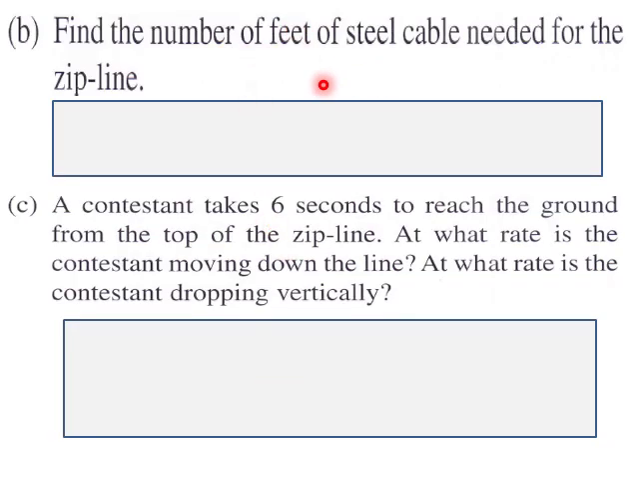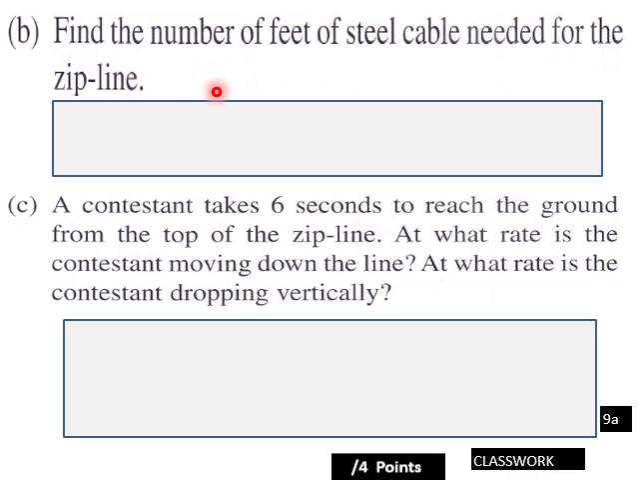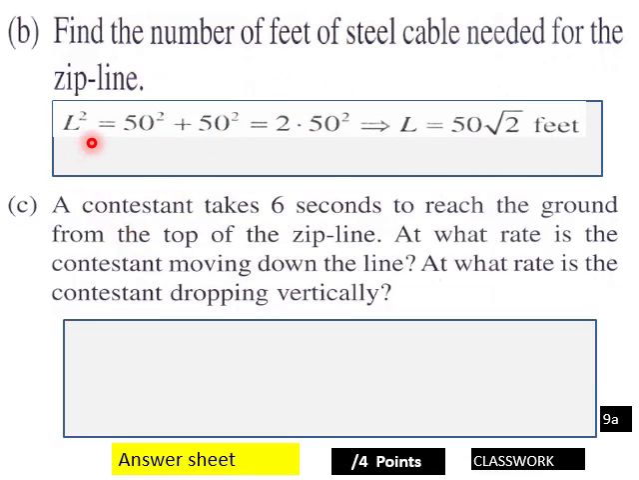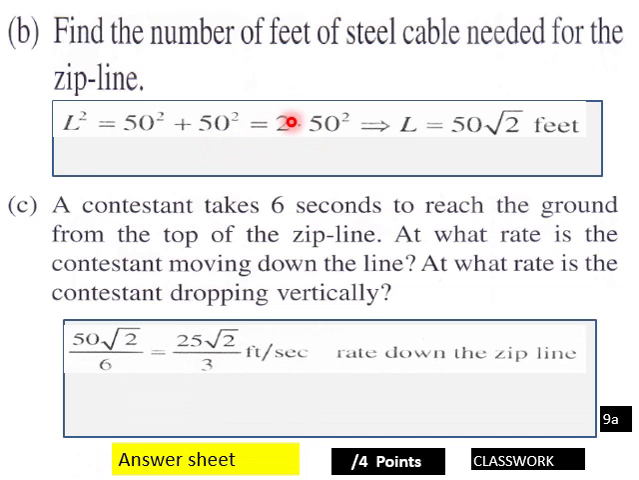Find the number of feet of steel cable needed for the zip line. So we got some valuable information we can use to find the length of this cable. We're going to use the Pythagorean theorem here to solve this. So the length squared equals 50 squared plus 50 squared, which equals 2 times 50 squared, so L equals 50 times the square root of 2. That would be the length of the steel cable.